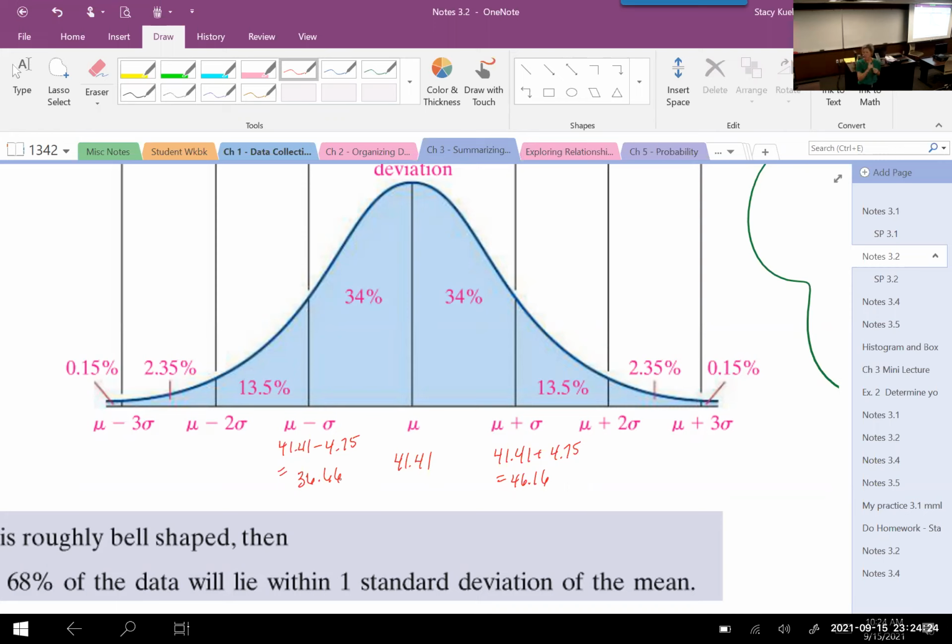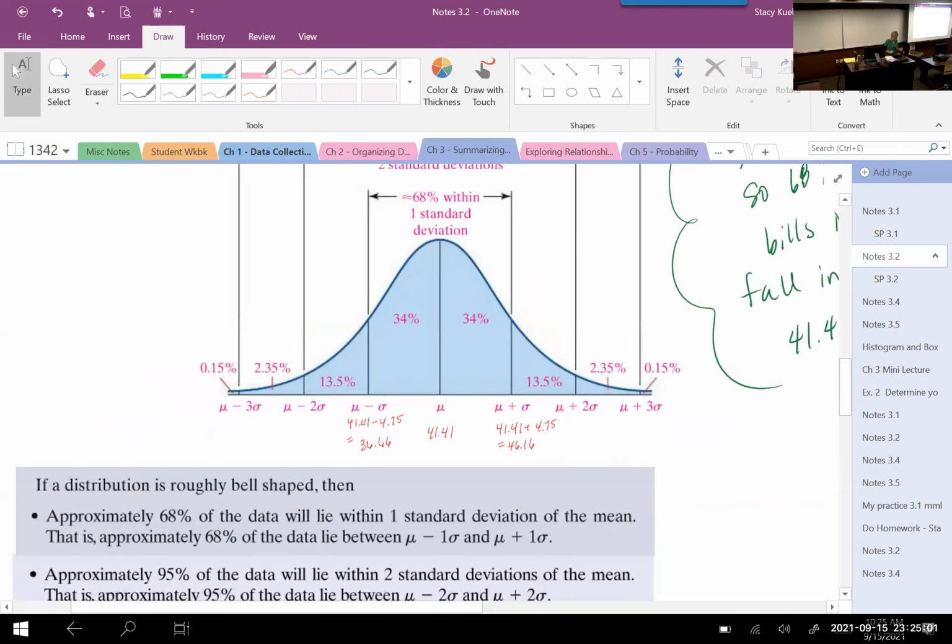What this says, using the empirical rule, is that 68% of my cell phone bills would fall between $36.66 and $46.16, because that is one standard deviation above and below the mean. You see what we're thinking there? Then we can keep adding that standard deviation to the mean, adding or subtracting it. We're going to work a problem like that where we apply the empirical rule in a minute. But that's basically what we're saying.